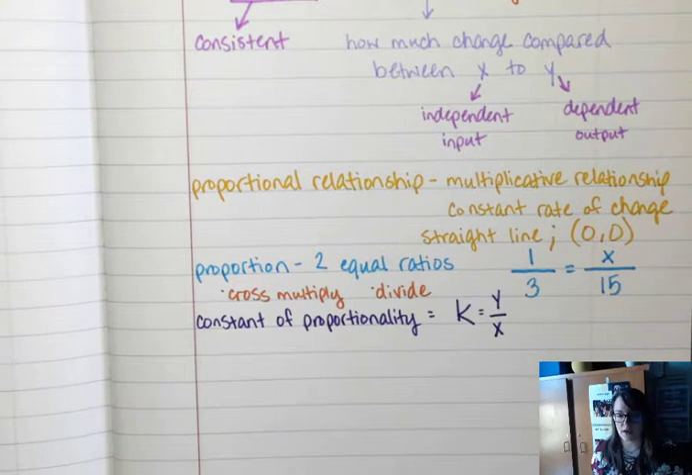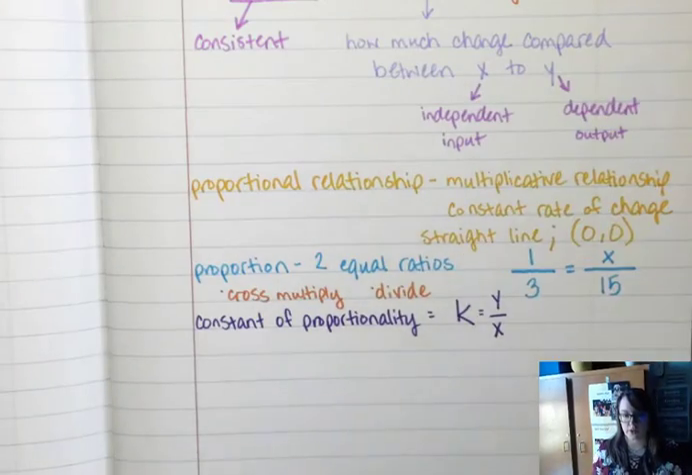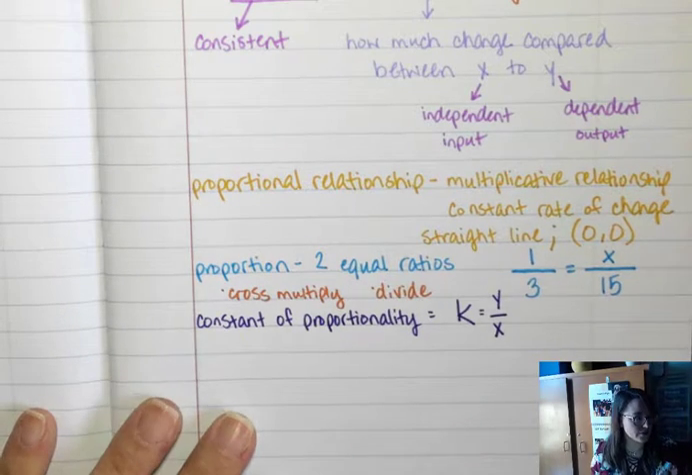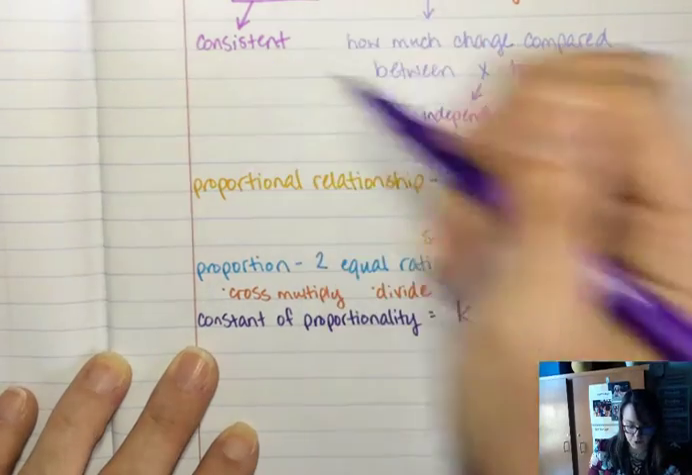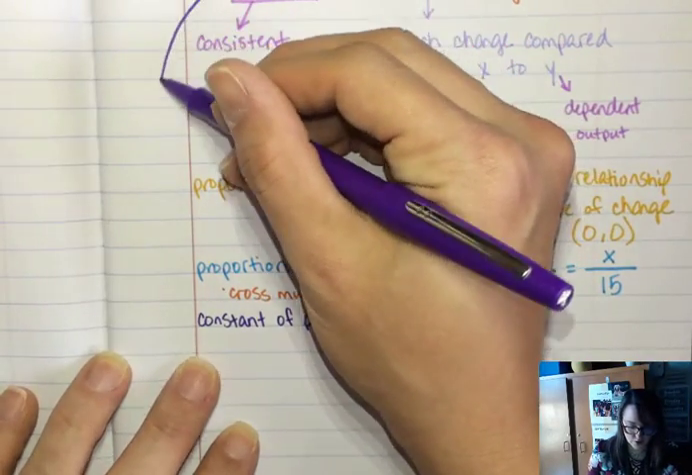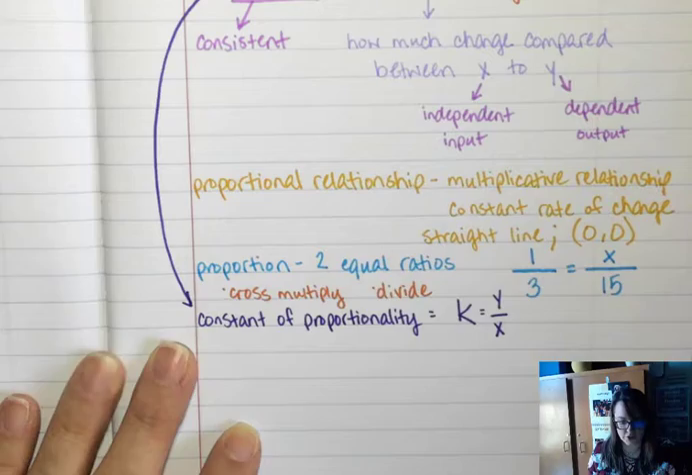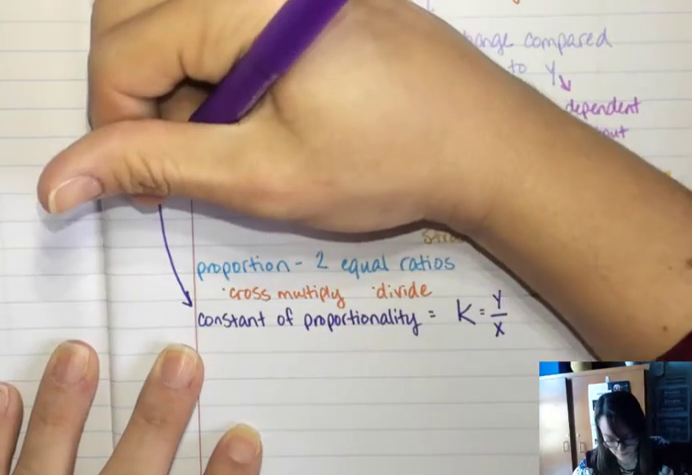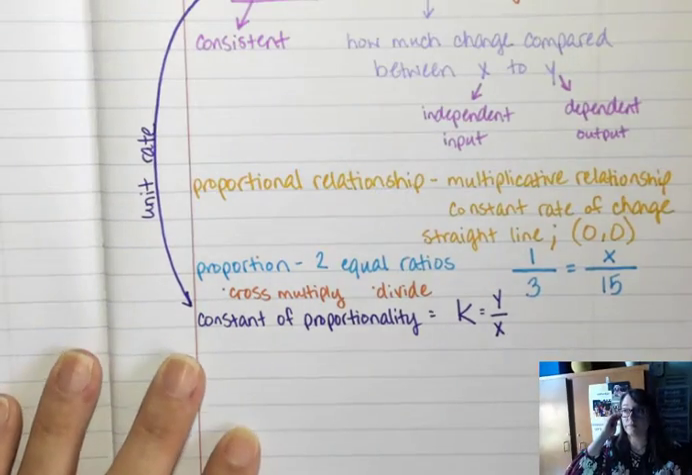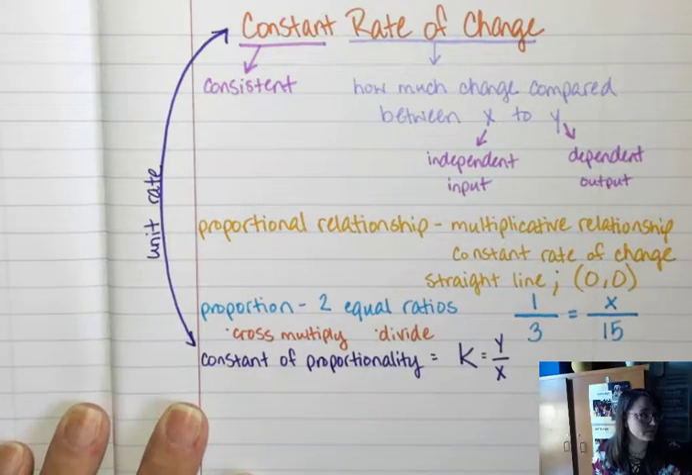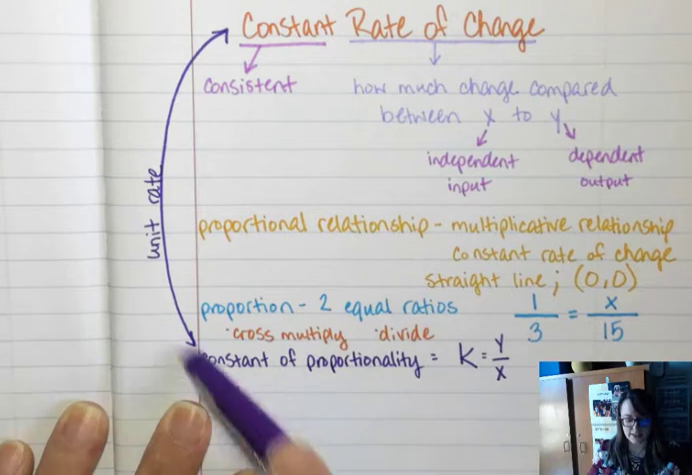Now, if I told you how much something cost, and I told you how many I bought, how would you figure out how much each thing was? You divide. And what did we call that yesterday? Unit rate. This is unit rate. Both of these things, constant rate of change and constant of proportionality, they're both just different names for unit rate. Those are the same. It's all the same. Constant rate of change is unit rate. Constant of proportionality is unit rate.